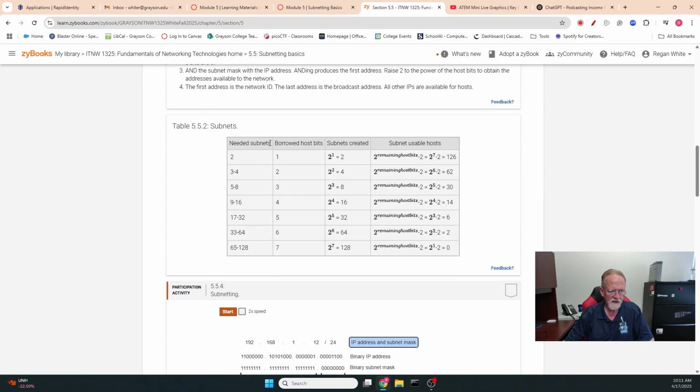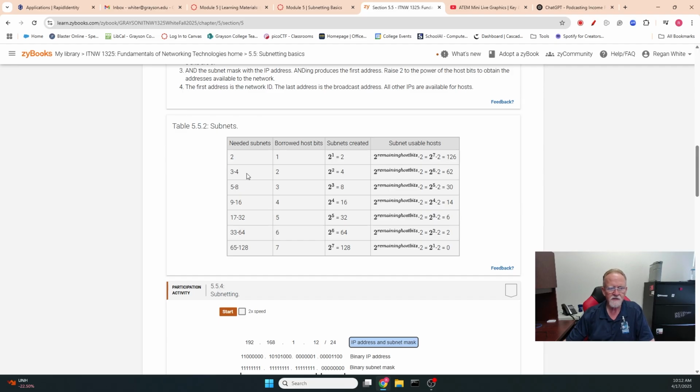These are the available subnets. Now here's the thing. If you're going to create subnets, you're going to have to create more than you need. For example, if you need 2 subnets and you borrow 1 host bit, you can do that. 2 to the 1st power is 2. And you're going to have 126 usable hosts, because 128 total addresses, you've got to subtract the 2 for the broadcast address and the network address. So that means you have 126 usable addresses.